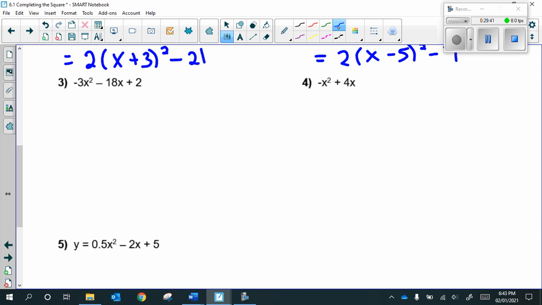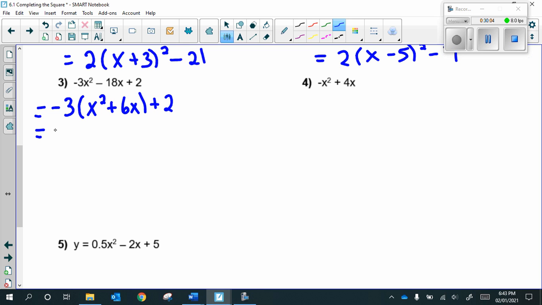So when we take that negative 3 out, we're going to make sure we divide both terms by negative 3. So negative 3x squared divided by negative 3 is x squared. Negative 18x divided by negative 3. Watch your signs here. You have a negative divided by a negative is actually a positive 6x, and plus 2.